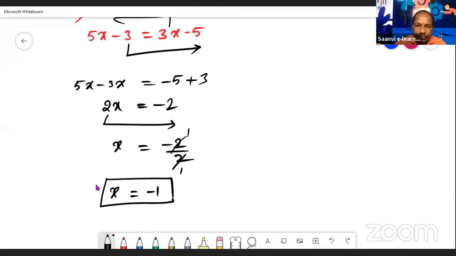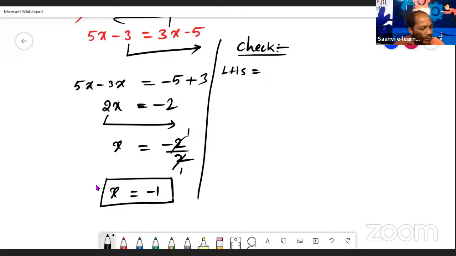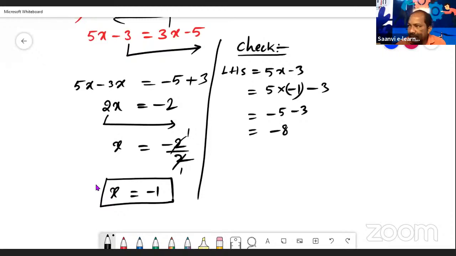Now check the result. Check. Take LHS first. What is LHS? It is 5x minus 3, that is the LHS. 5x minus 3. Now 5x means 5 into x, no? So 5 into x value, how much have we got? Minus 1. So 5 into minus 1 and minus 3. So 5 ones are 5, the minus symbol is also there, minus 5 and minus 3. How much is minus 5 and minus 3? It is equal to minus 8. So the LHS value we have got is minus 8.